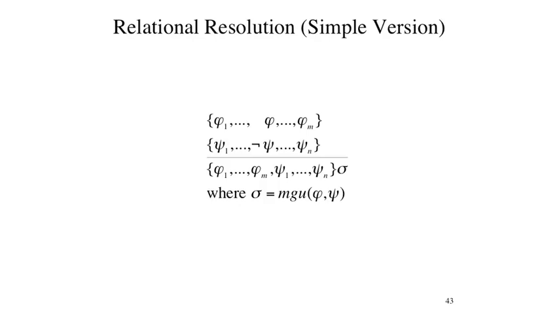A slightly simplified version of this rule is shown here. Given a clause with a literal phi and a second clause with a literal not psi, such that phi and psi have a most general unifier sigma, we can derive a new clause by collecting together the remaining literals from each clause and applying sigma to that result.